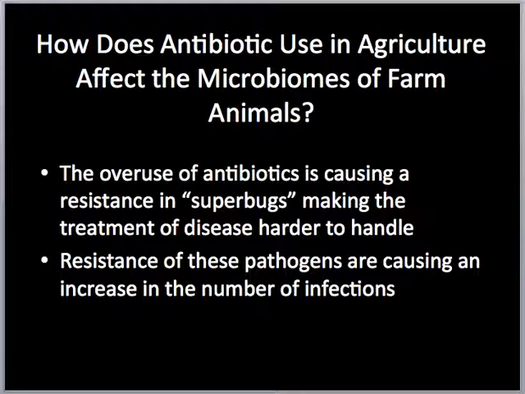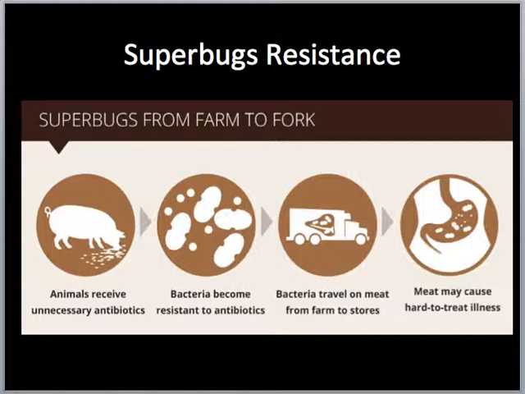Now, how does antibiotic use in agriculture affect the microbiomes of farm animals? The overuse of antibiotics is causing resistance in superbugs, making the treatment of disease harder to handle. Resistance of these pathogens is causing an increase in the number of infections in both humans and animals. Here's a look at superbug resistance, showing how animals receive these antibiotics. Bacteria become resistant to them. This travels to our food supply and then eventually to our gut.